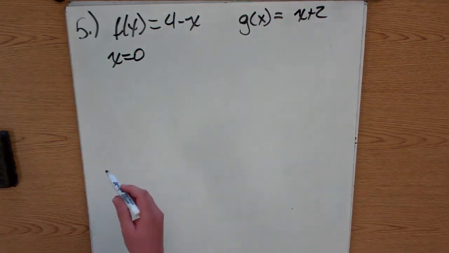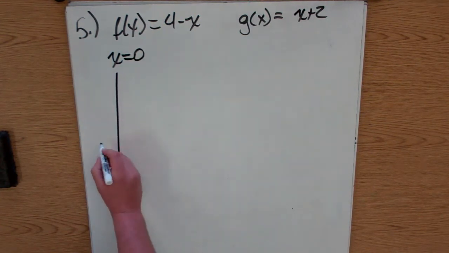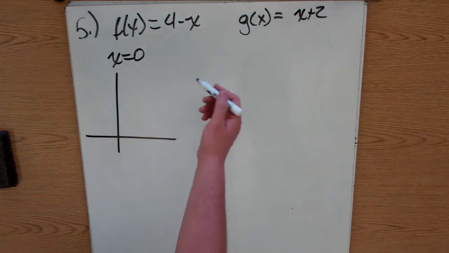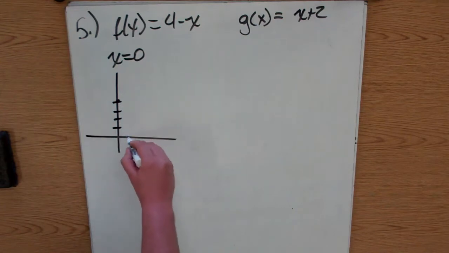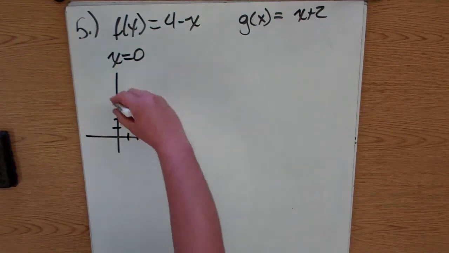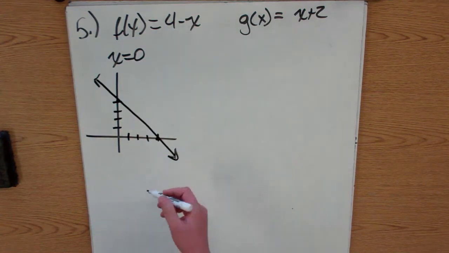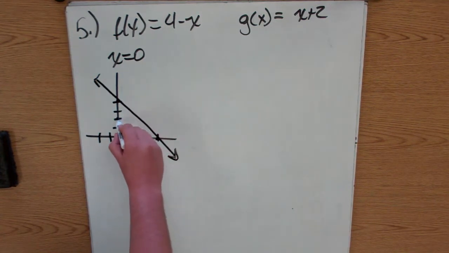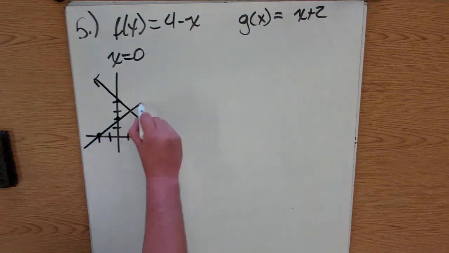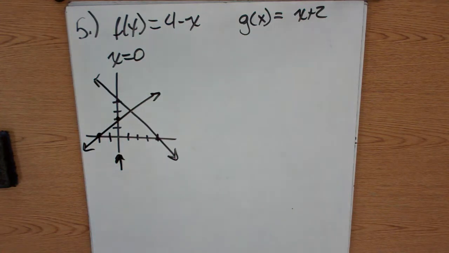All right. So if you were to graph this, 4 minus x, that's negative x plus 4. So 1, 2, 3, 4. Down 1 over 1. 1, 2, 3, 4. So here's our first line. And then this one is x plus 2, so it's a positive slope. Moved up 2, so 1, 2. And the line x equals 0, which is the y-axis.